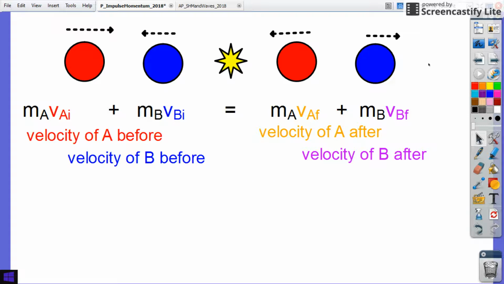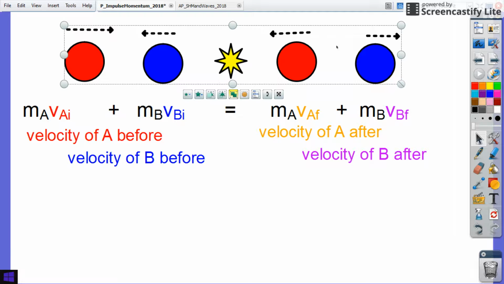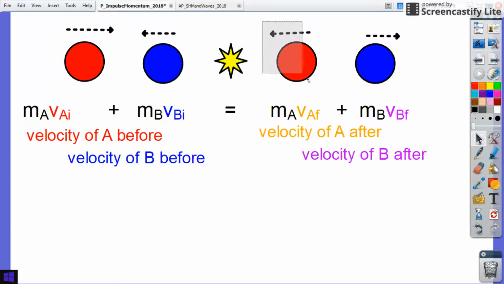Now, if this is the picture, notice that right here, VBI is going to be negative because it's going to the left. And over here, VAF is going to the left, so it is also going to be negative.